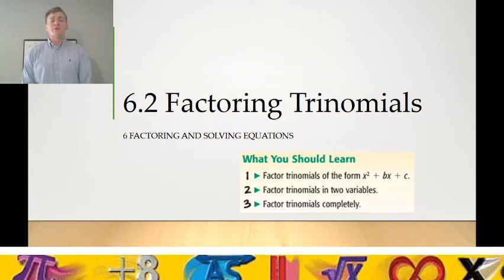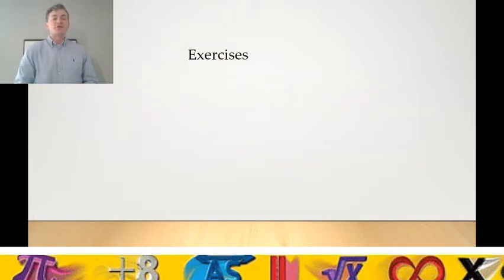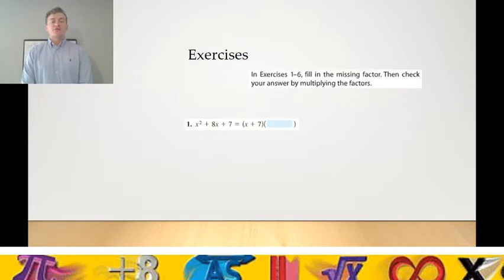What we saw in Chapter 5, multiplying polynomials, was that most often when we multiply two binomials, it results in a trinomial. So our techniques here for factoring trinomials will help us in solving polynomial equations in 6.5. To factor a polynomial means we are going to rewrite our polynomial, which is the sum and difference of terms, as the product of polynomials. Let's look at an example to start off here. For the first example, it says fill in the missing factor. Then check your answer by multiplying the factors.